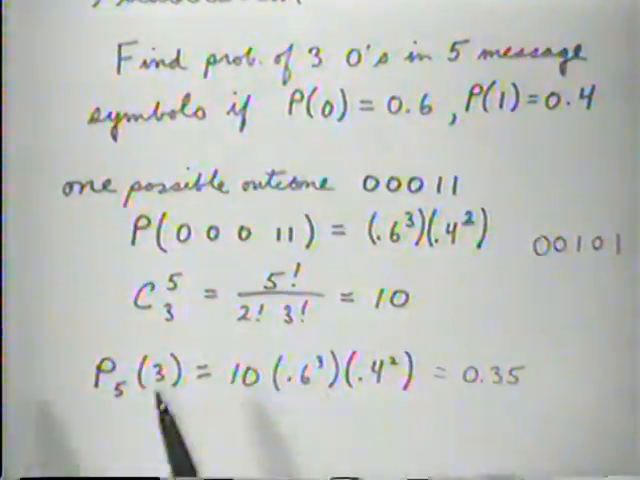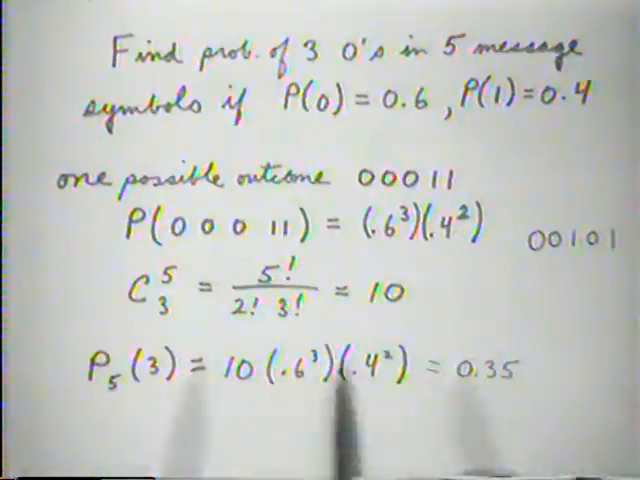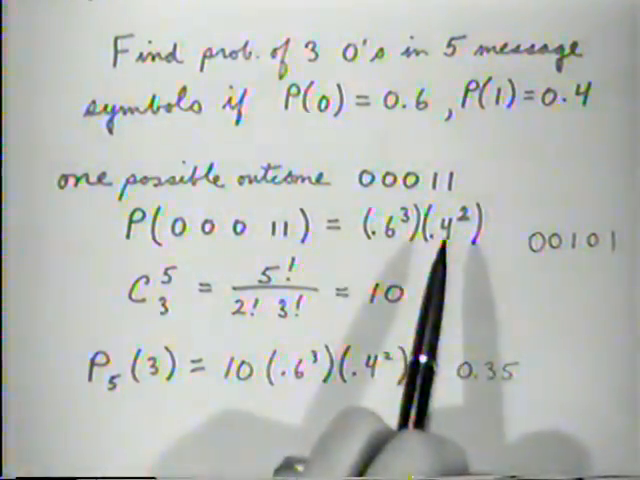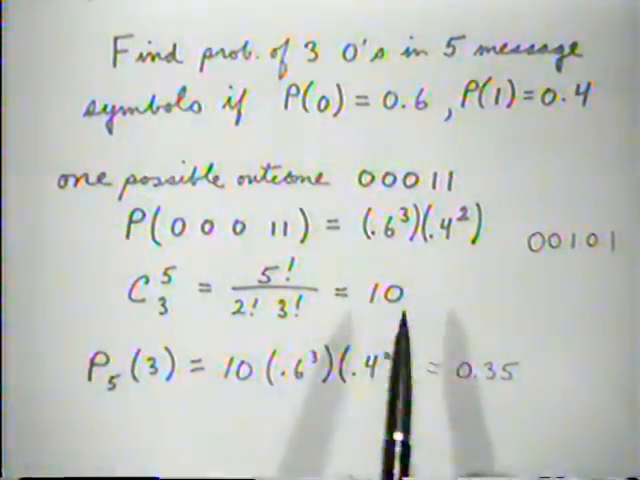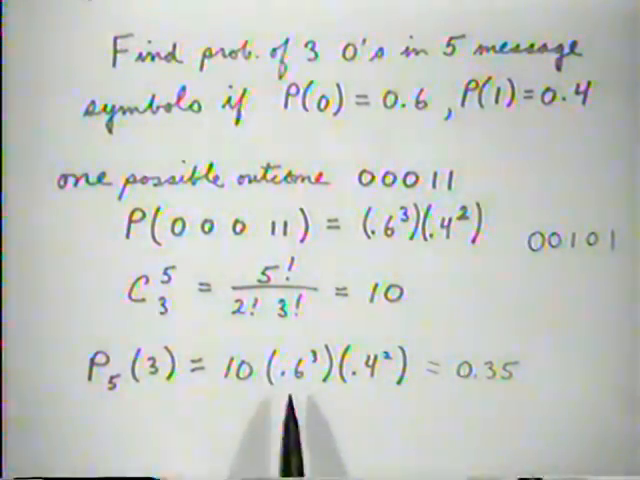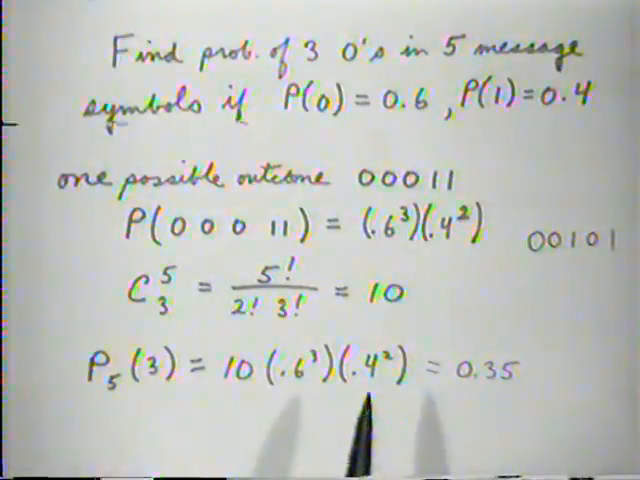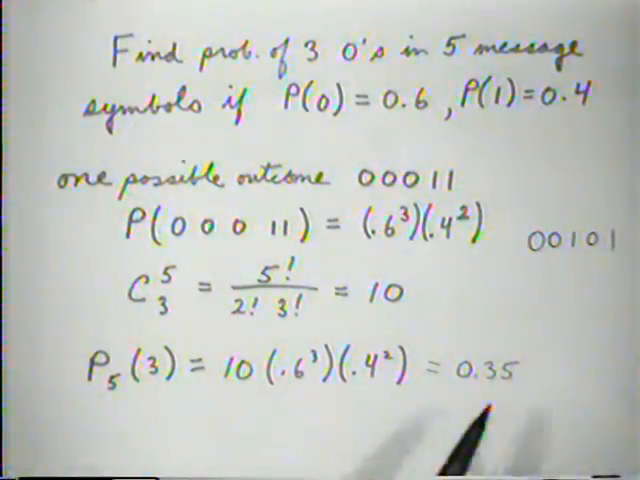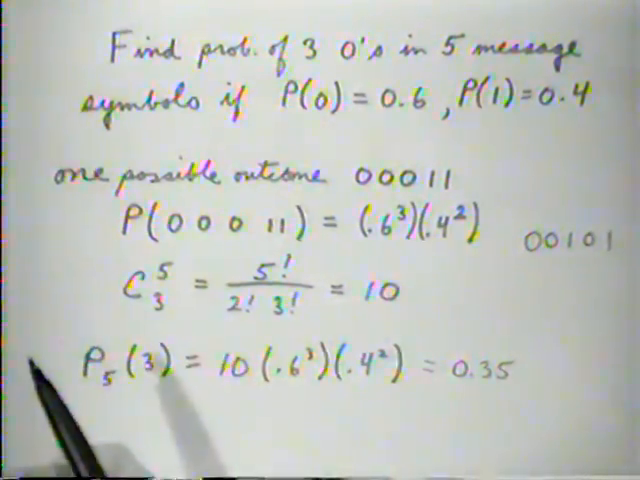So therefore, applying the binomial formula in this case, what it does is we take the probability of one event and multiply it by the number of possible events we could have obtained. In this case, it turns out to be 10 times 0.6 cubed times 0.4 squared, which turns out to be 0.35.